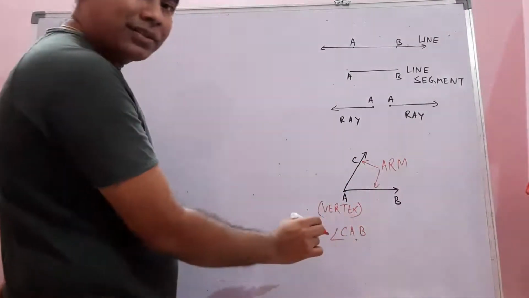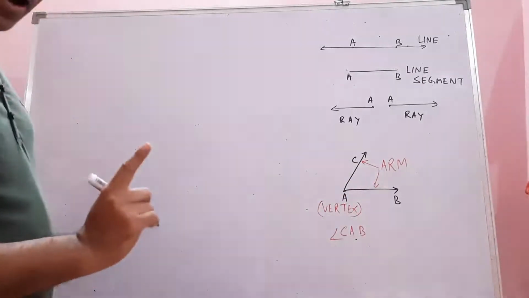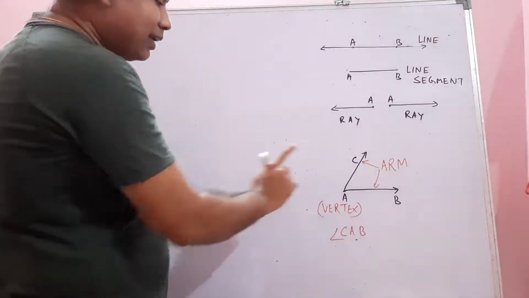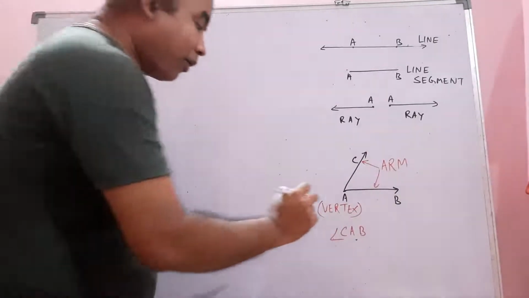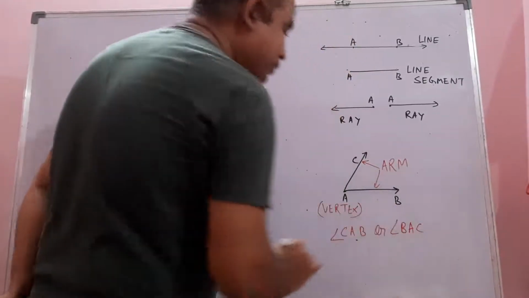There will be three letters. Why three letters? Because one endpoint and the other two points of the rays. So out of this, remember, the vertex is always the middle letter. That means this angle you can name as CAB, or you can name it BAC also.